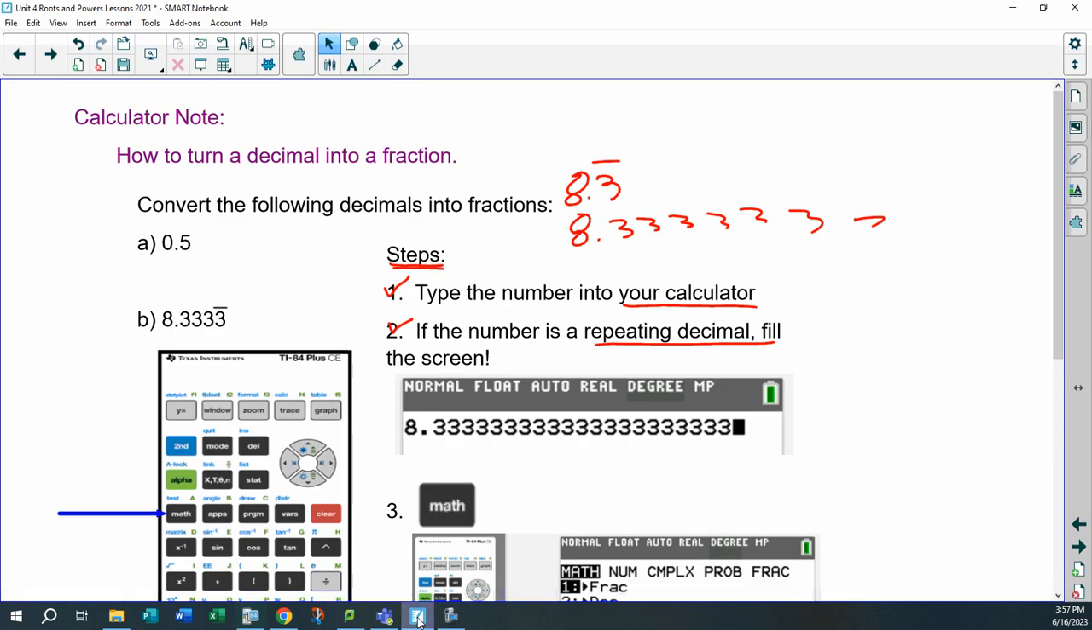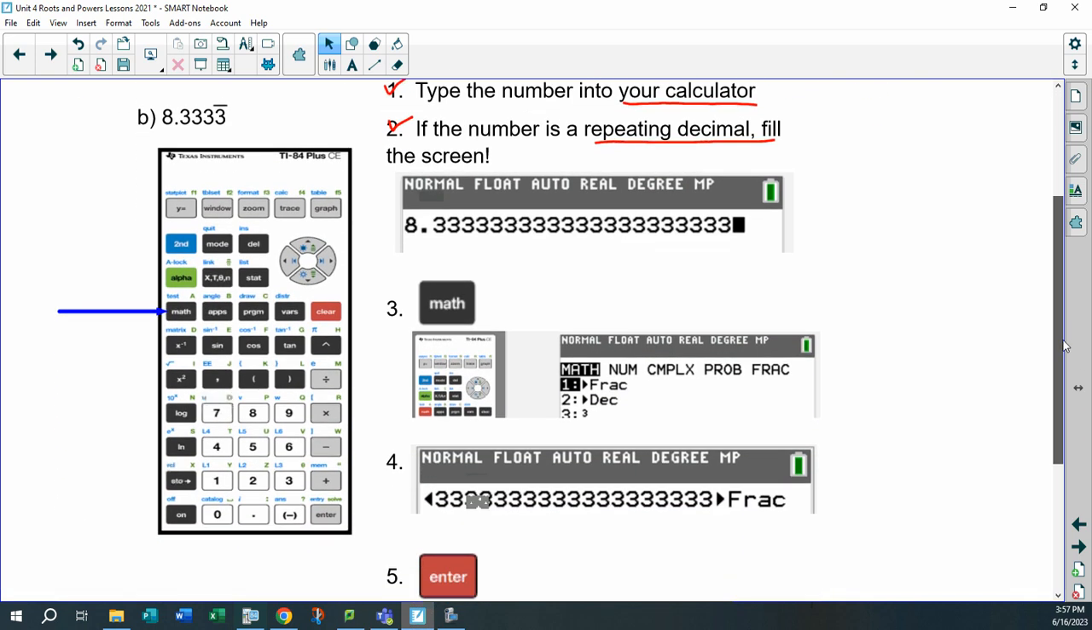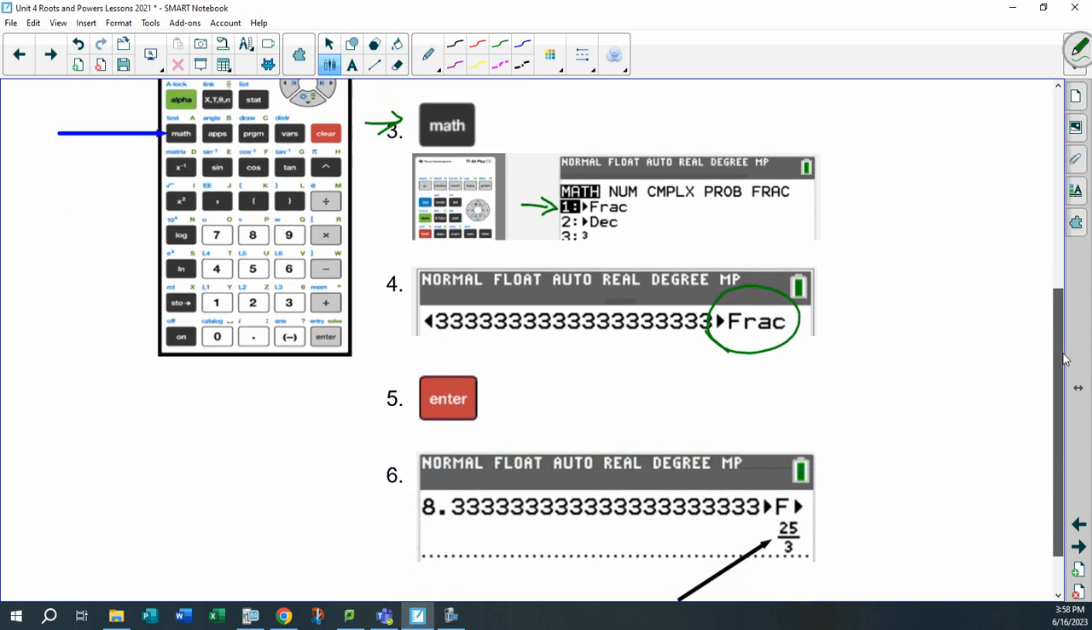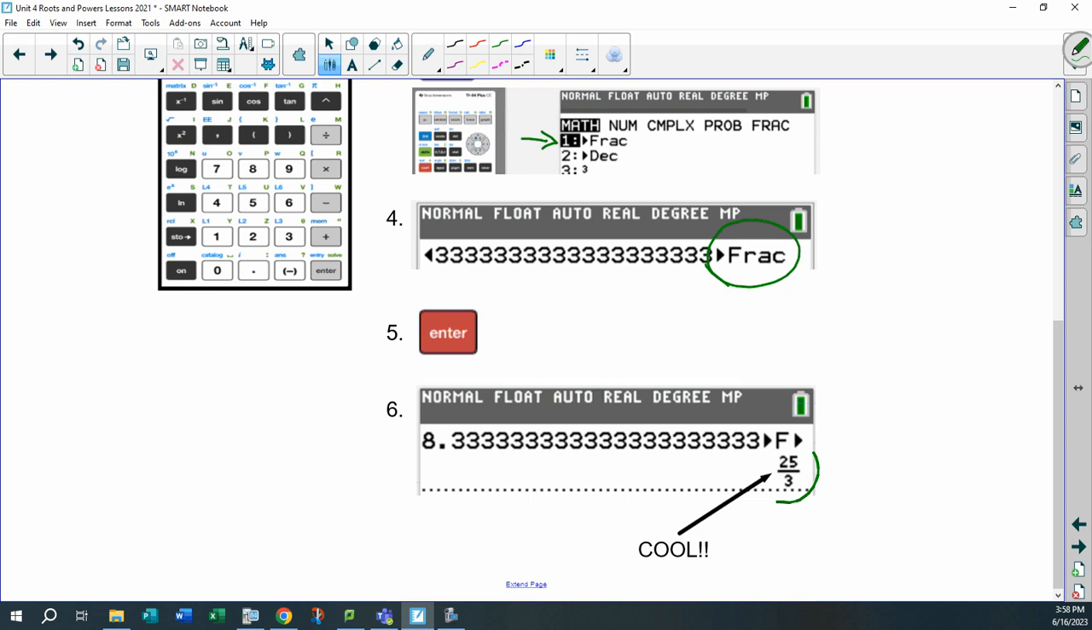Okay, so with that in mind, watch this. Again, this is all written right here. Think about it. How do you do this? Enter into the entire screen. Hit the math button. Notice that the first thing that comes up is math frac. As soon as you hit enter, it's going to have that little symbol on the end, which means take that whole thing, make it into a fraction, and when you hit enter, that's exactly what pops up. Way too cool. 25 over 3.